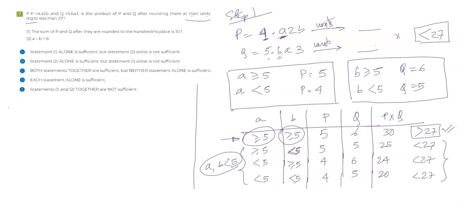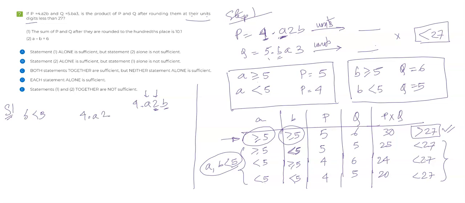Now let's analyze the first statement. The first statement is that the sum of P and Q after they are rounded to the hundredths place is 10.1. So let's write P first. P is 4.A2B. This is the tenths place and this is the hundredths place. If I'm rounding at this place, I'll see what B is. I don't know what B is, but I'll consider both cases. Let's say B is less than 5. Then when I round it, I'll get P as 4.A2.